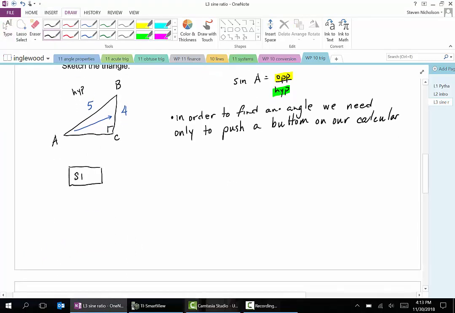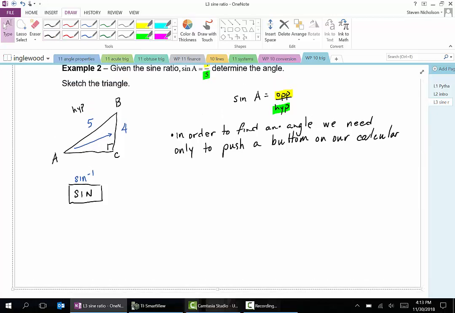And this is the sine button. And right above the sine button is this button right here. And the blue symbol is the button that gives us the answer to the question. It literally tells us what the answer is. So in order to find an angle when we're using the sine ratio, we have to press second sine.